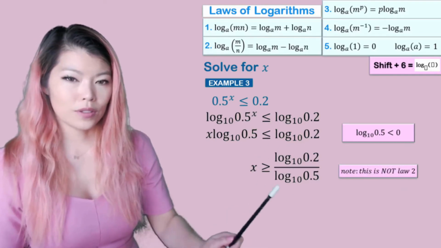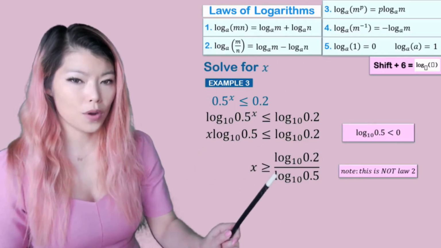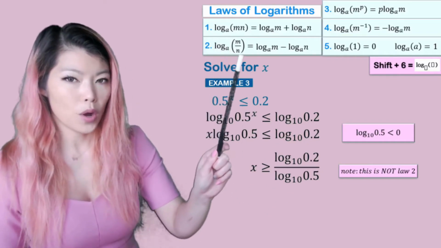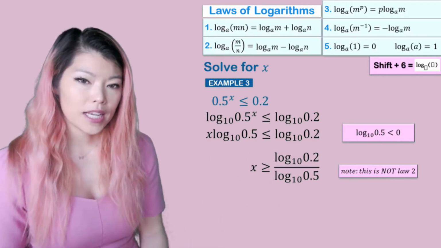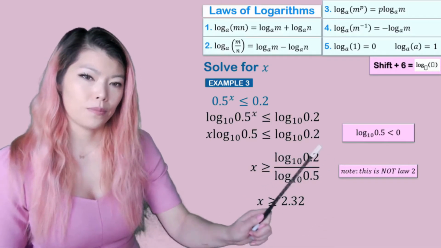So notice also that this is not law number 2. This is a log of a number divided by another log, whereas there it is log of a number over another number. So these are not the same thing. Do not get confused. Plug that into the calculator and you'll get 2.32. Obviously, I just plugged that section into the calculator.